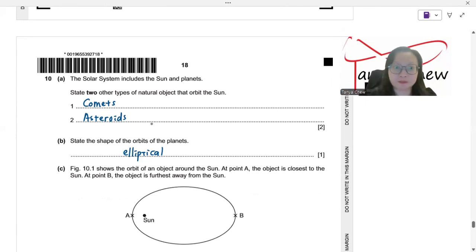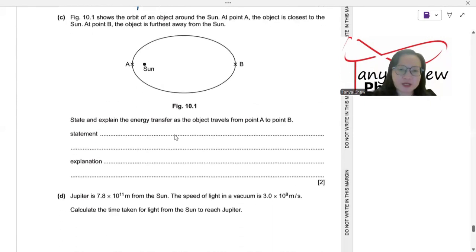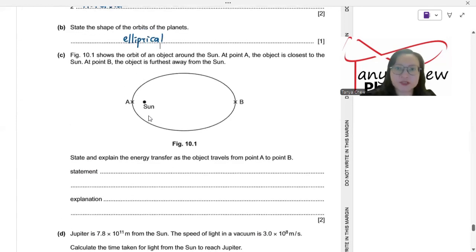to simplify our calculations, actually. Now see, Fig 10.1 shows the orbit of an object around the sun. At point A, the object is closest to the sun. This is the orbit of the comets, don't you think? At point B, the object is furthest away from the sun. State and explain the energy transfer as the object travels from point A to point B. So furthest and closest. I would say that when it is at the closest one, it has the highest kinetic energy. So I would say kinetic energy converted to potential energy at point B.